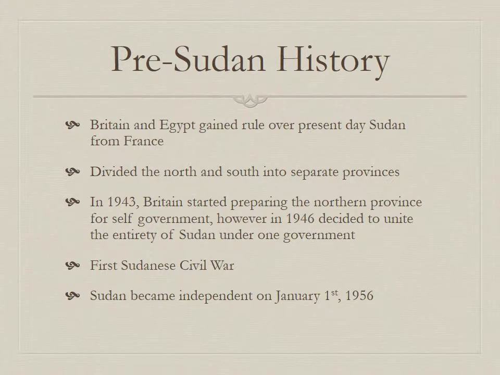In the late 1800s, France claimed several areas, including present-day Sudan. In 1899, France ceded this area to Anglo-Egyptian rule. Since it was not under joint authority, it was divided into northern and southern provinces. In 1943, Britain started preparing the northern provinces for self-government. They established an advisory council for the 6 northern provinces.